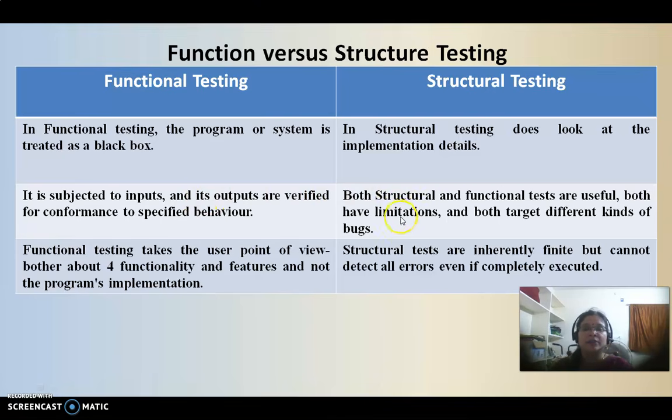In structural testing, we are simply looking for implementation details. Next, both tests are useful to identify the bugs in the software system. Both tests are essential and both should be done, in order to identify various kinds of bugs. Functional testing bugs are different, and structural testing coding bugs are completely different.